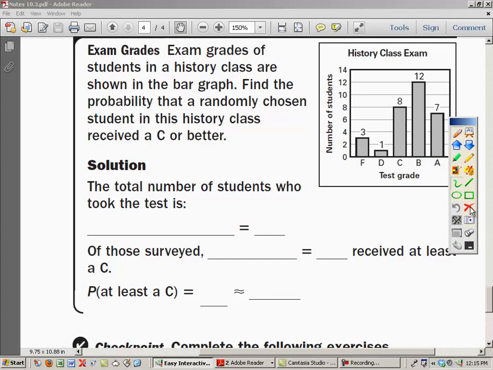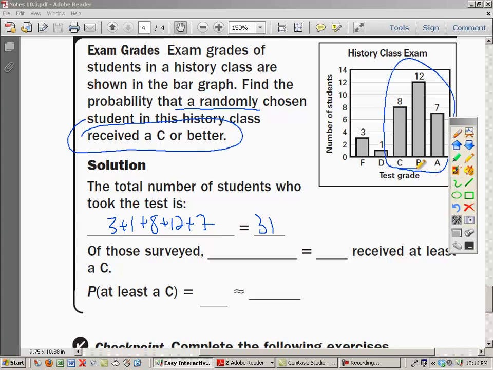So the total number of students who took the test is 3 plus 1 plus 8 plus 12 plus 7. Altogether, 31 students took the test. Now we have to be careful here because we're talking about those that got at least a C. So anybody that got a C or better, basically all of these kids over here: 8 plus 12 plus 7. Altogether, that comes out to 27 students that received at least a C.